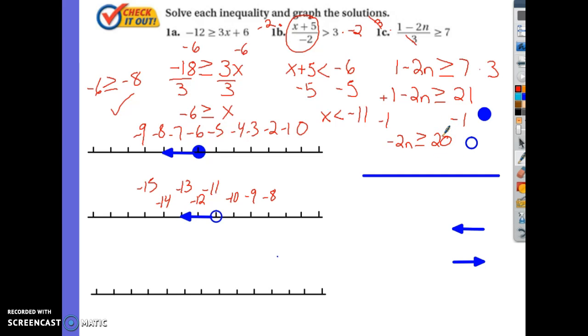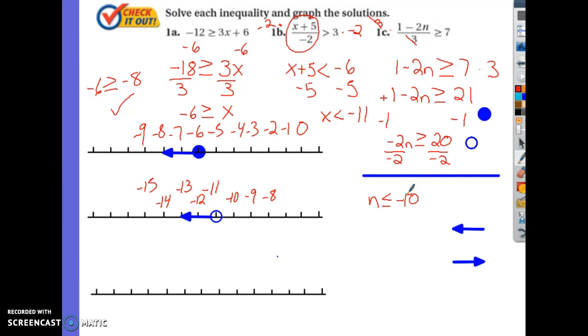So now we are dividing. It's a one-step inequality. Negative 2n is greater than or equal to 20, and we need to divide by negative 2. Remember, when we divide or multiply by a negative, we need to switch the sign. So it's going to be n is less than or equal to negative 10.